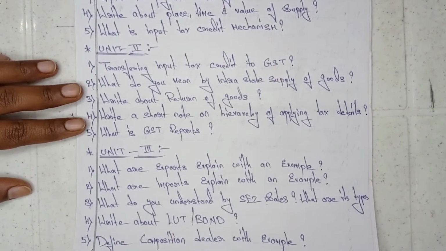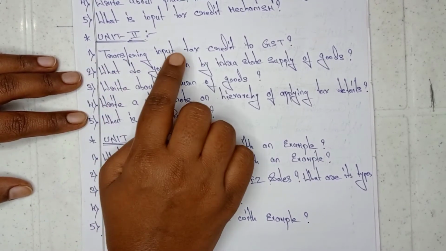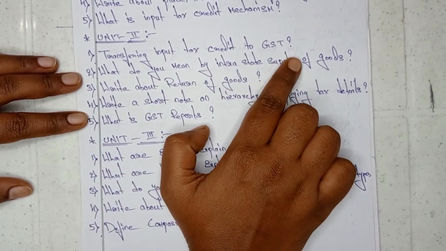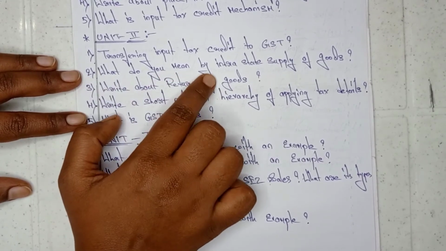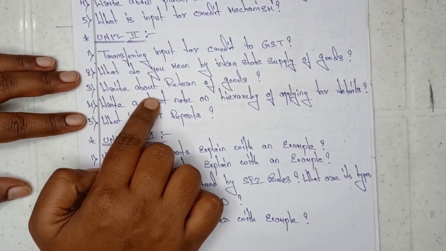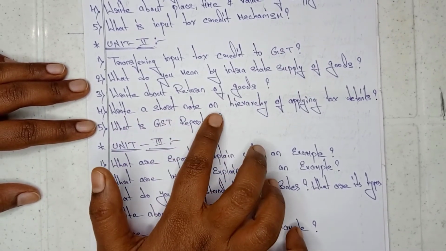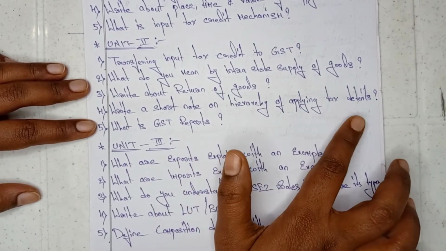Now coming to Unit 2. First question is transferring input tax credit to GST. Second question is what do you mean by intrastate supply of goods? Third question is write about return of goods. Fourth question is write a short note on hierarchy of applying tax details.